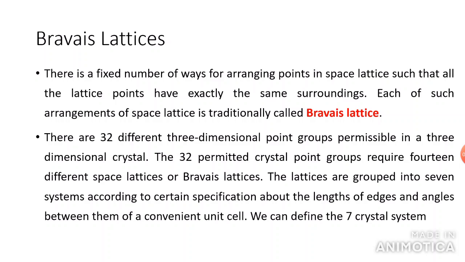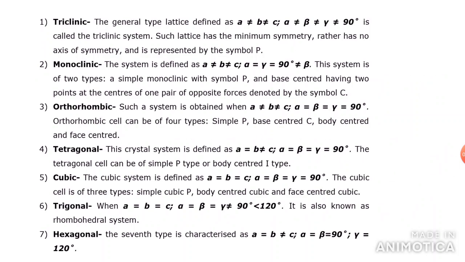So we can define the 7 crystal systems. These are the 7 crystal systems: triclinic, monoclinic, orthorhombic, tetragonal, cubic, trigonal, hexagonal. They can be differentiated by the value of the lattice parameters. In the case of the triclinic, the lattice parameters a, b and c are not equal, and the angles alpha, beta, gamma are not equal and not equal to 90 degrees. Such a system is called the triclinic system.